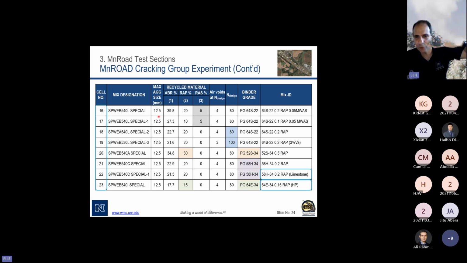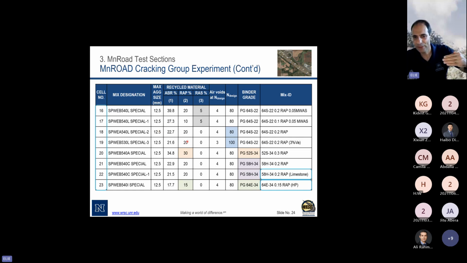If you look at the first 2 mixes, they have the same binder and the same RAS content, but 2 different RAP contents, 20 and 10%. And you can see the asphalt binder ratio. 40% of the asphalt binder in the mix is coming from the reclaimed materials, and this one is about 27%.